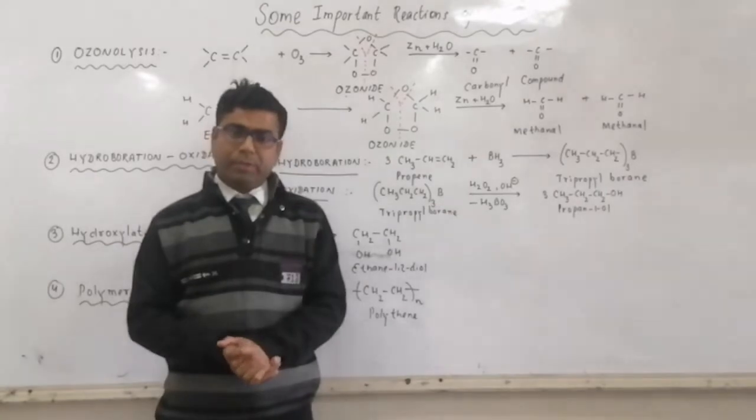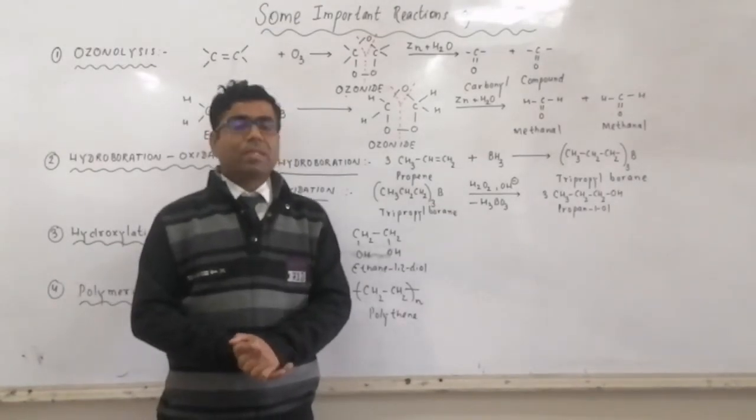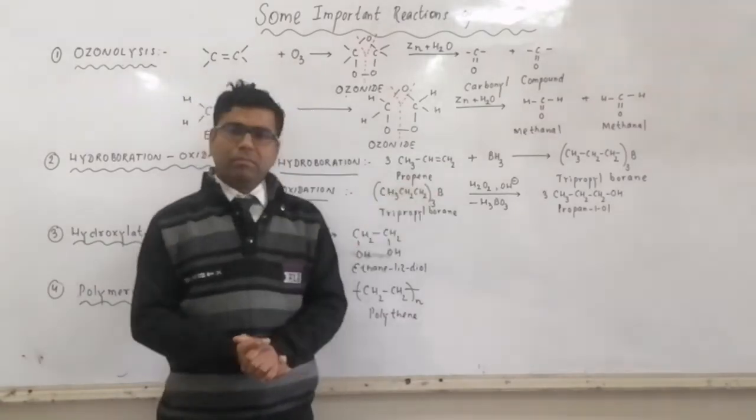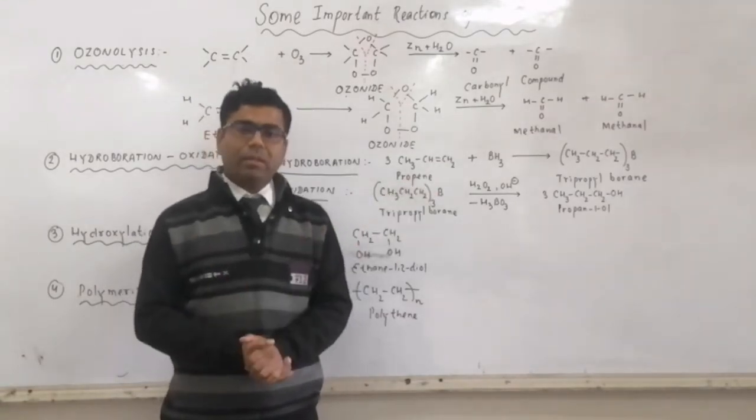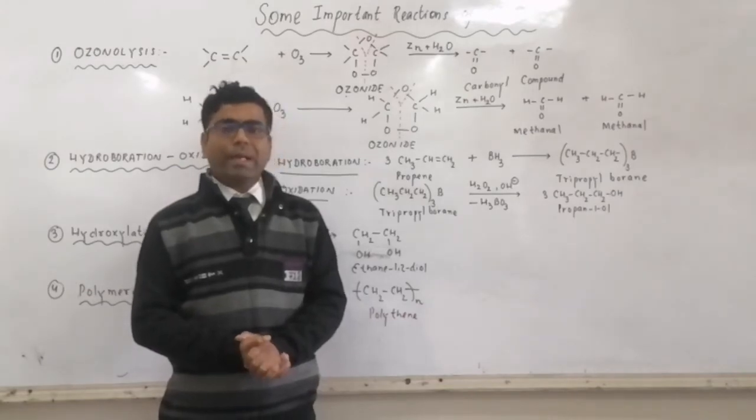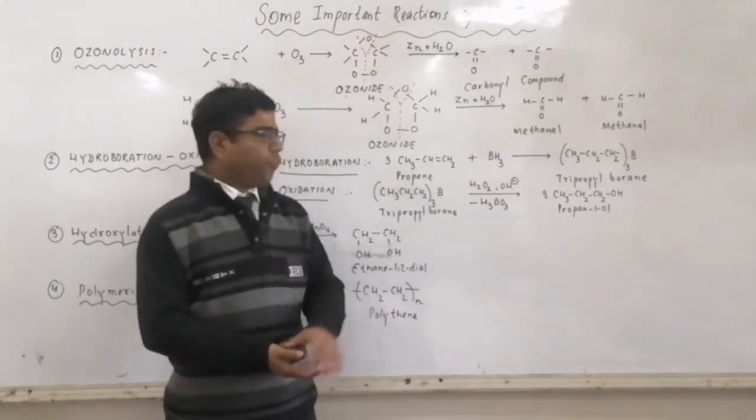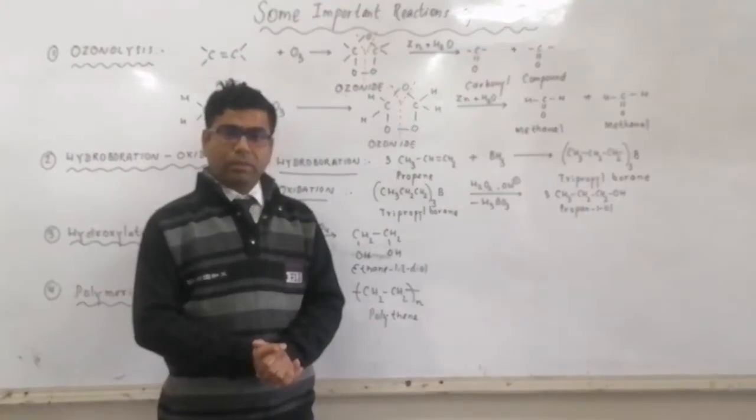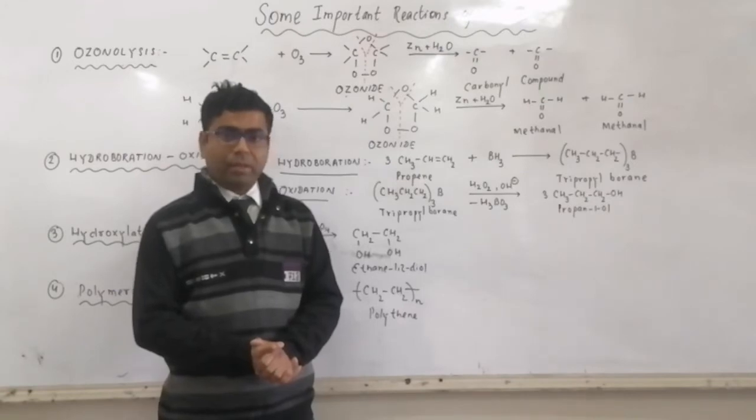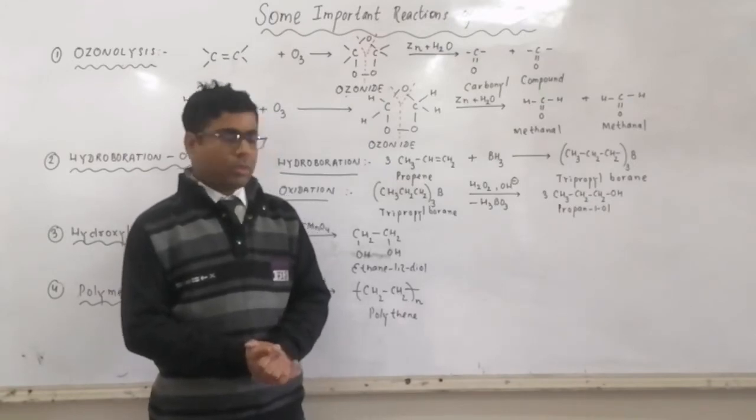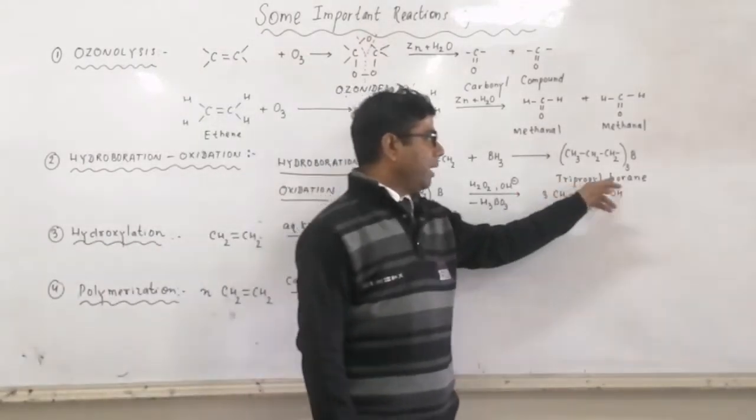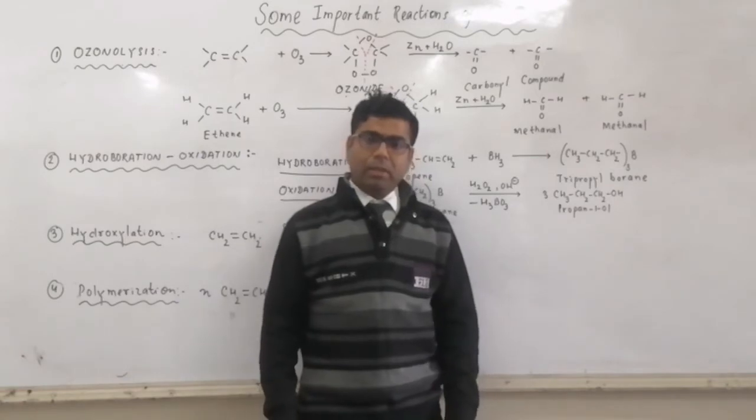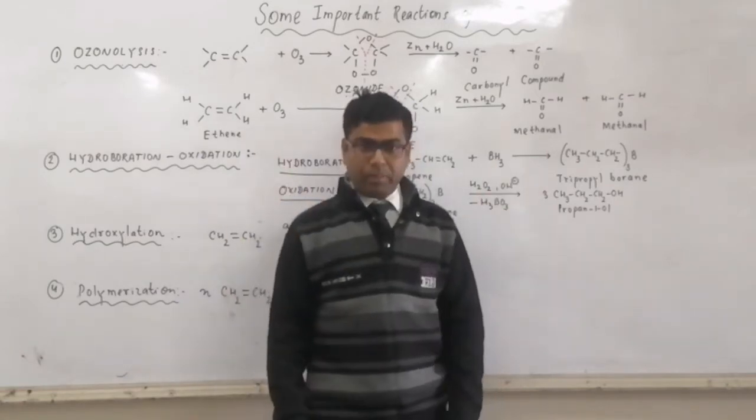Remember, BH3 does not exist in nature, it is not stable. The stable one is B2H6. But to write the reaction in the simplest manner, we are converting B2H6 to BH3. So 3 molecules of propene and 1 molecule of BH3 will react, as a result of which propene will be converted to tripropyl boron. There will be 3 propyl units, and each propyl unit is bonded to the boron atom.